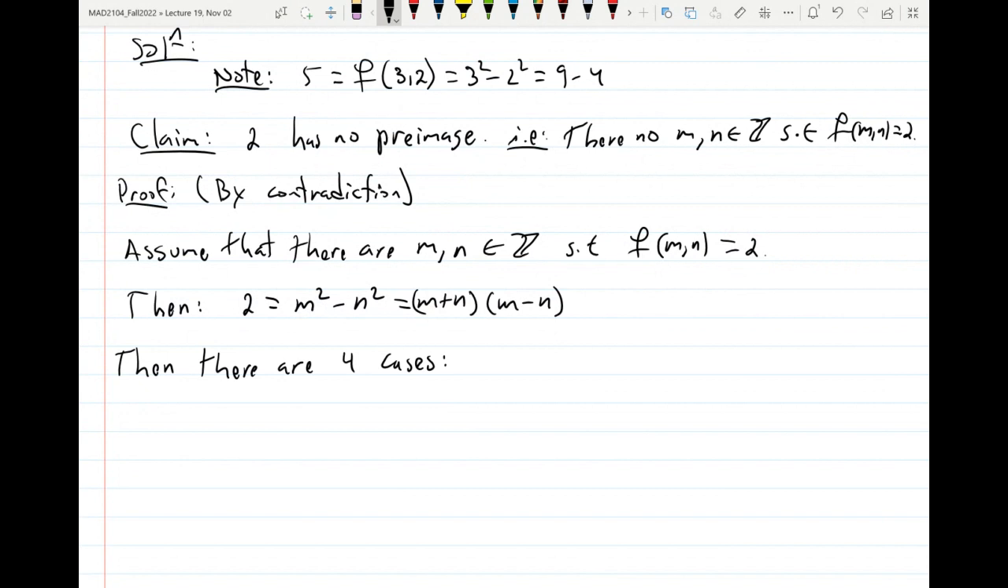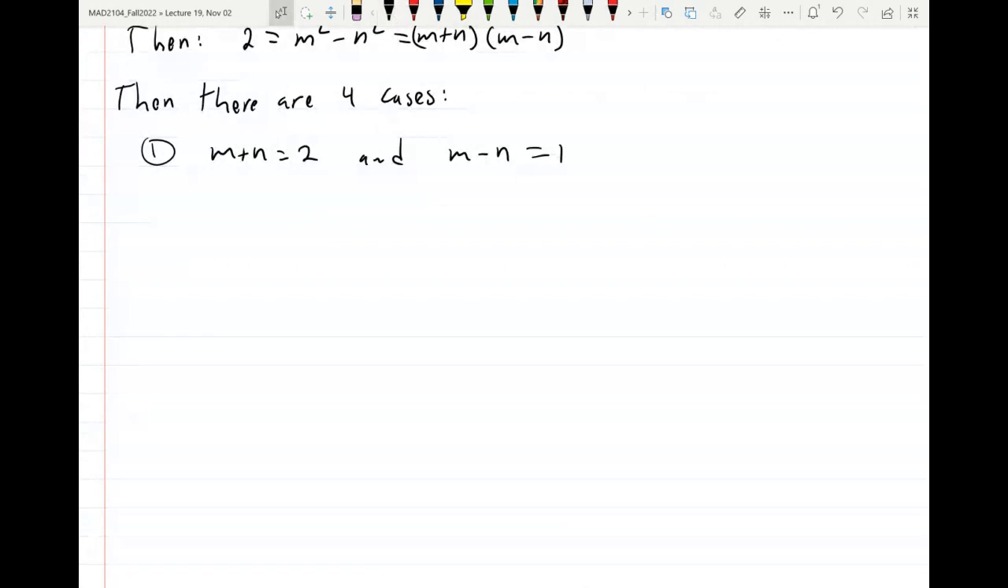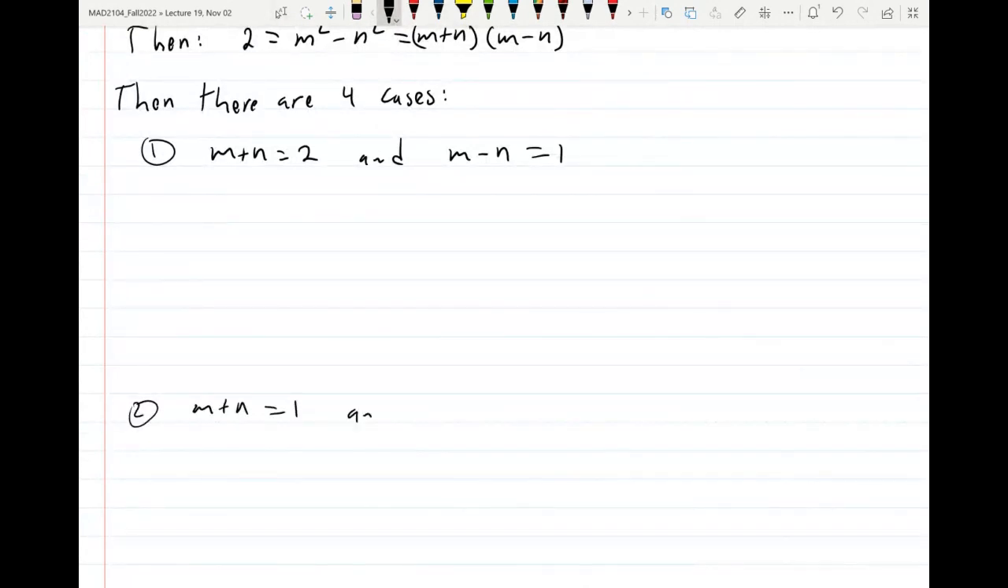And there are 4 cases. So case number 1: m plus n is 2, and then m minus n is 1, okay? Case number 2, the other way around: m plus n is 1, and then the one that is equal to 2 is the other factor. And then cases 3 and 4 are the same thing as this one, but with the negative version, -2, -1, okay? Flipping those.